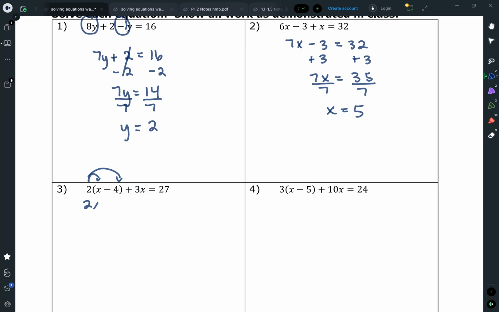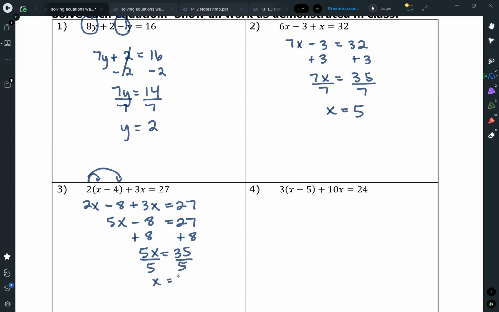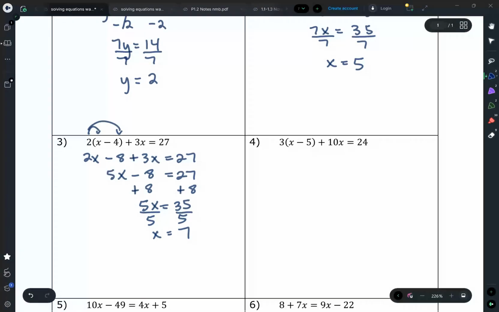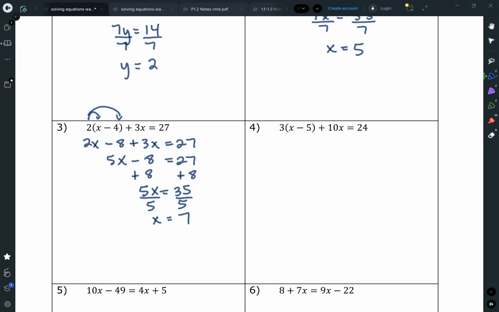So this makes a 2x minus 8 plus 3x equals 27. The 2x and 3x together make 5x minus 8 equals 27. And then from there, we will go through and solve. And then you're going to go ahead and try number 4 on your own. You'll notice I'm kind of hoping that we're getting good at this stuff. I'm not narrating a whole lot.